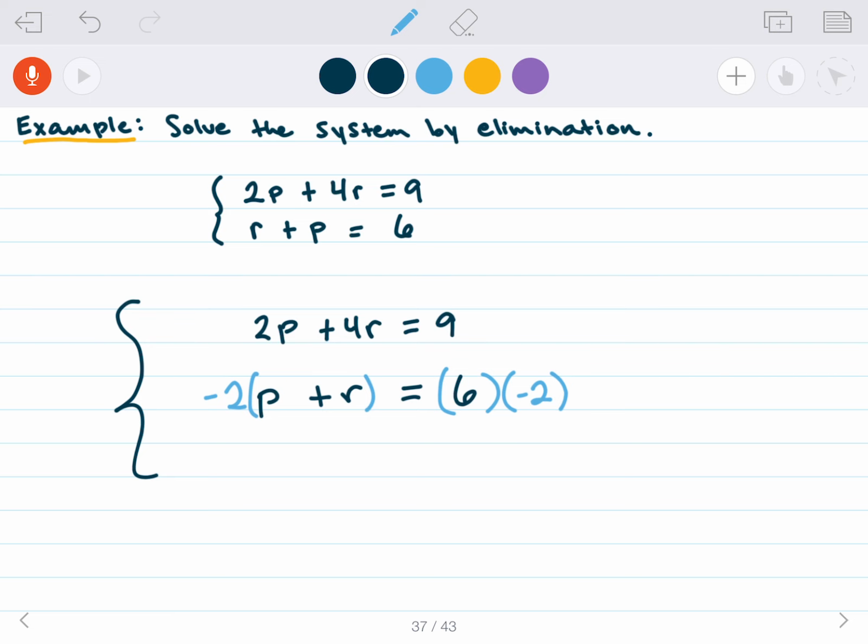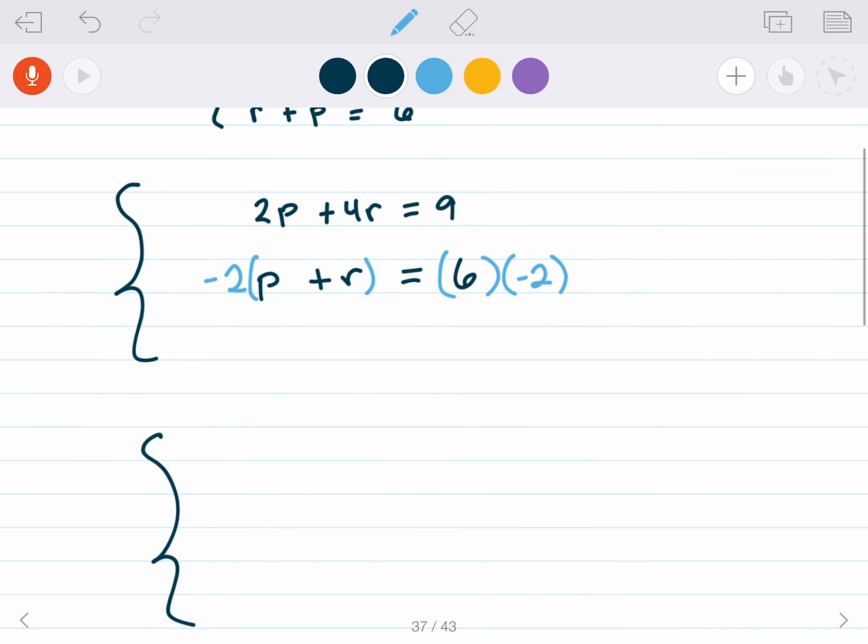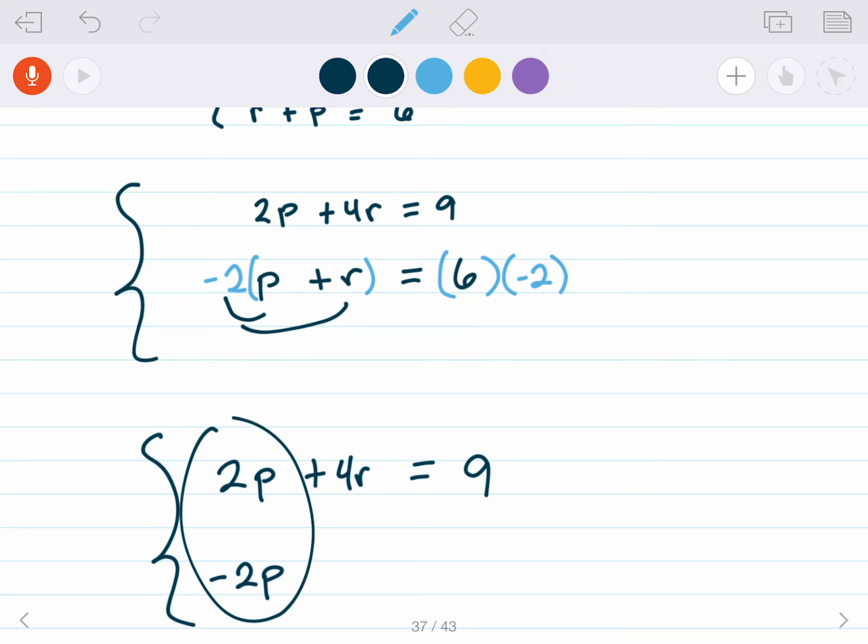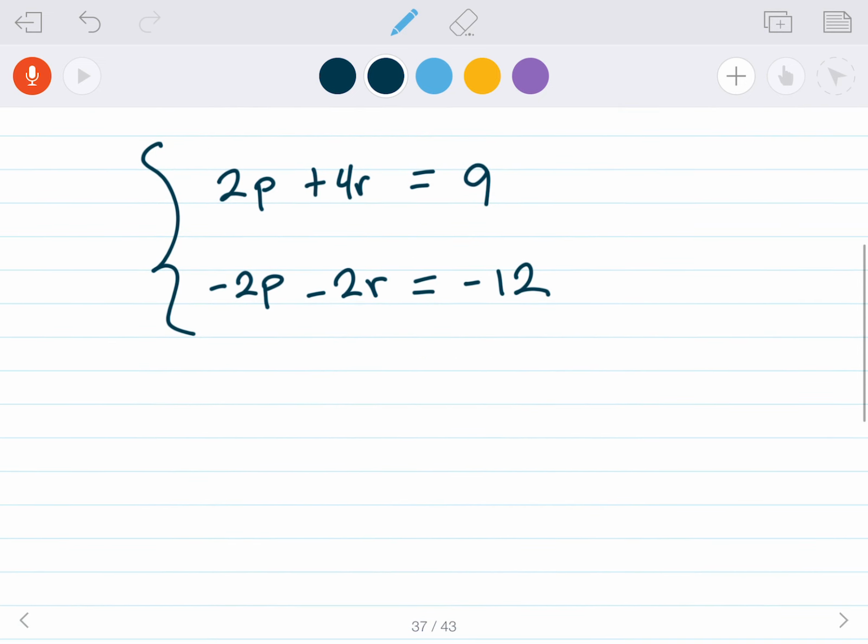When I do that, I'll rewrite this down here. I still have 2p plus 4r equals 9 on top. My second one, if I distribute the -2, I get -2p, which is what I wanted. That was the whole point. And then -2 times positive r is -2r. On the right side, 6 times -2 is -12. So now I'm in a good position to eliminate.